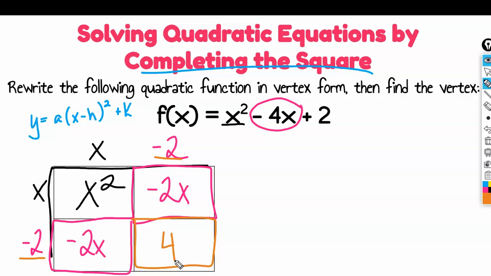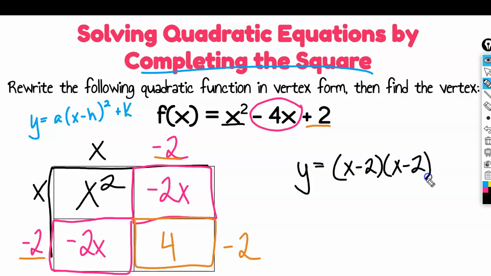Now pause. We do not have a positive 4 out here. We have a positive 2. So I have to take away from 4 to get to 2, and I have to take away 2. So I subtract 2. Now when I'm rewriting this equation with the information from the box, I've got x minus 2 times x minus 2, and then, of course, this little guy, the minus 2 at the very end. Since I have x minus 2 times x minus 2, I can just write this as x minus 2 squared minus 2.